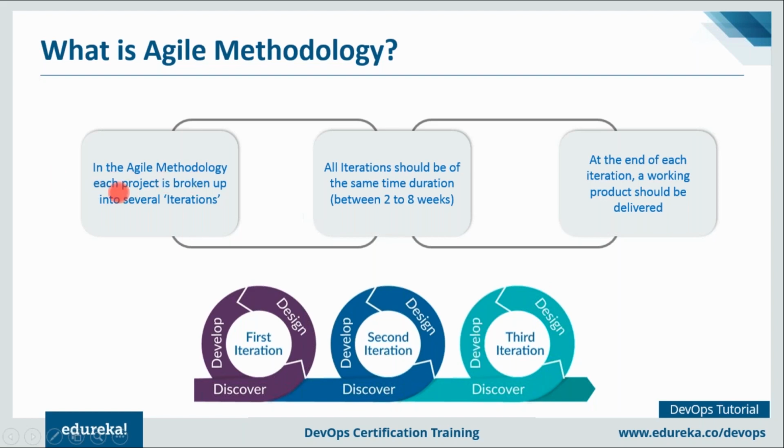So in agile methodology, each project is broken up into several iterations, and all iterations should be of the same time duration. And generally, it is between 2 to 8 weeks. And at the end of each iteration, a working product should be delivered. So this is what agile methodology in a nutshell is.